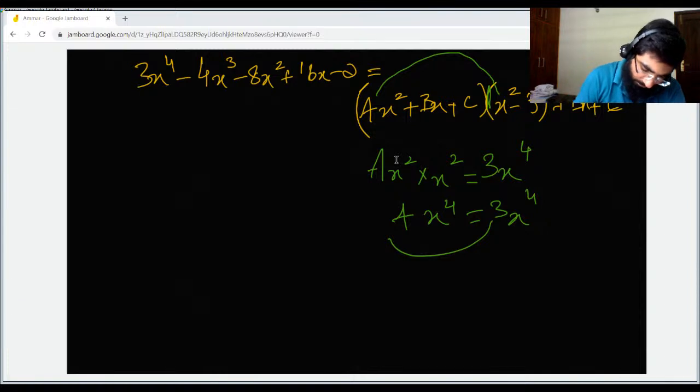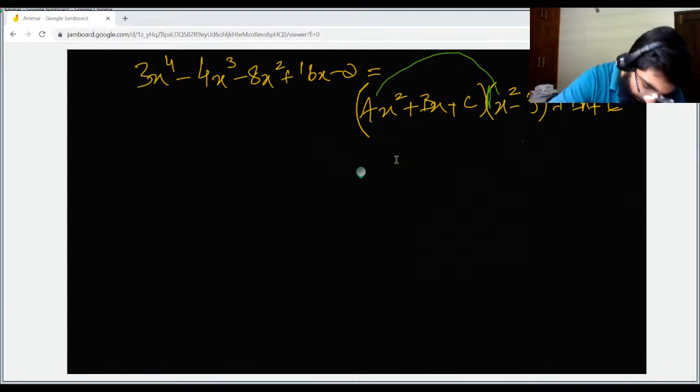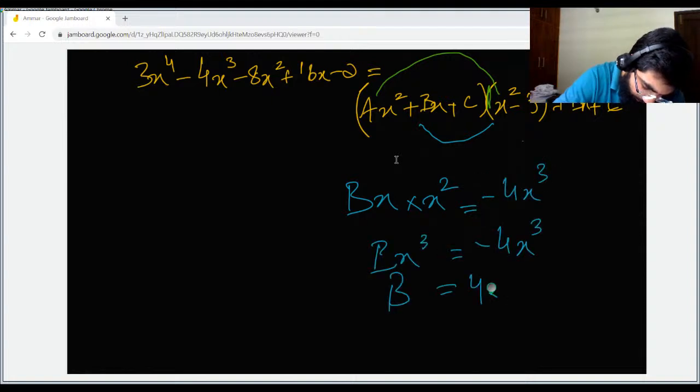Then minus 4 and minus 8. Let's go one by one. Let's go one of x squared with x. What is it? bx times x squared is equal to minus 4x cubed. So b is minus 4.